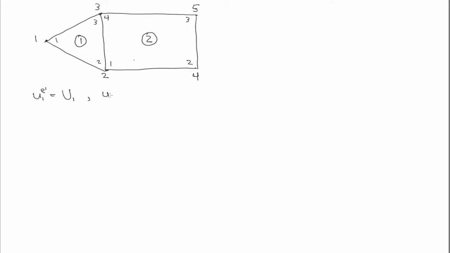But otherwise, the second node in element 1 has to be equal to the first node in element 2, which has to be equal to the global displacement of node 2. Likewise, the local node 3 in element 1 has to be equal to the local node 4 in element 2, and that has to be equal to the global displacement of what? 3. Right? And the other ones are trivial because they're by themselves.